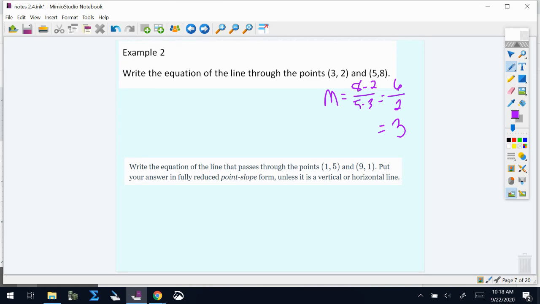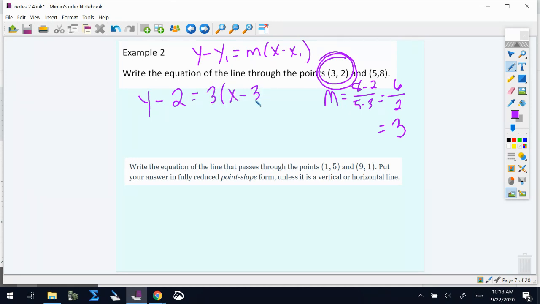So I'm going to pick either point. It does not matter which one. I usually pick the one that has smaller numbers or the first one. So I'm going to write my point slope formula. I'll put it back up to the top: y minus y1 equals your slope times x minus x1. So y minus my y value, which is 2, equals my slope, which was 3, it goes in front of the parentheses, and then x minus my x value, which was 3.